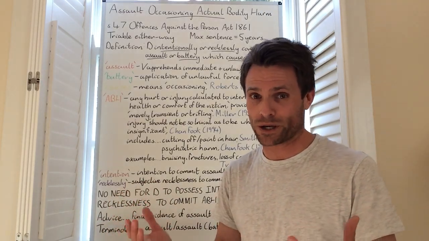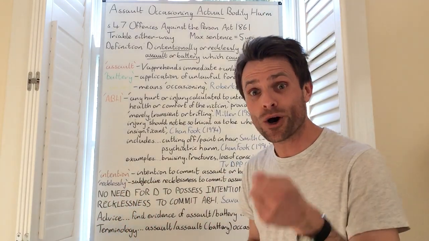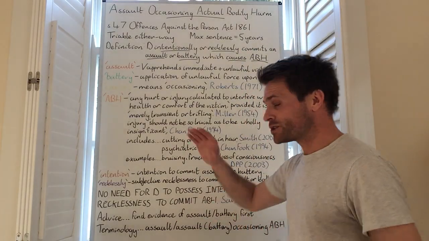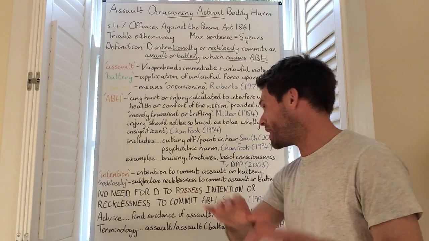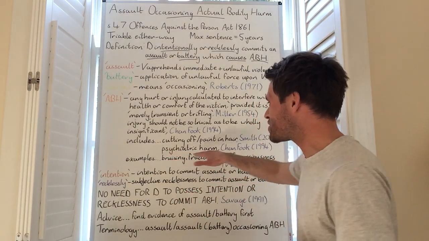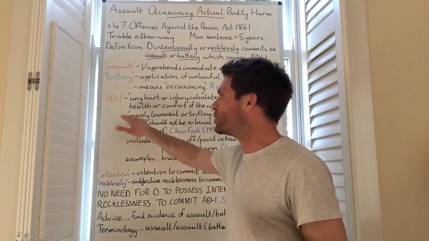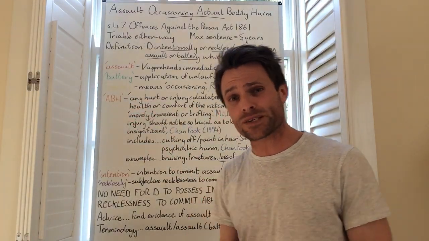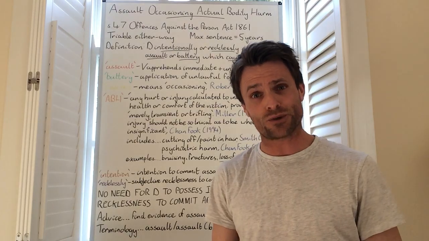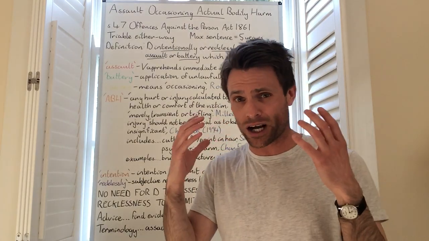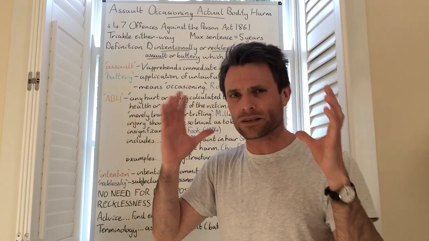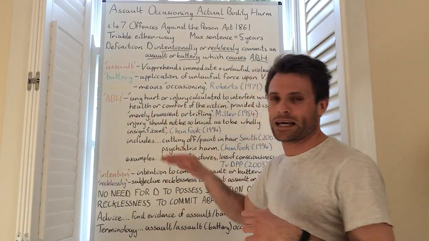occasioning actual bodily harm. So any hurt, injury or damage is what you want to look out for. Moving on, and this is where the case of Chan Fook now comes into play. We've got psychiatric harm can actually be under the remit of actual bodily harm. So it doesn't need to be a physical injury to constitute ABH. It can be psychiatric harm, it can be a psychiatric injury, which of course is some sort of mental injury. But I'd use the term psychiatric harm.